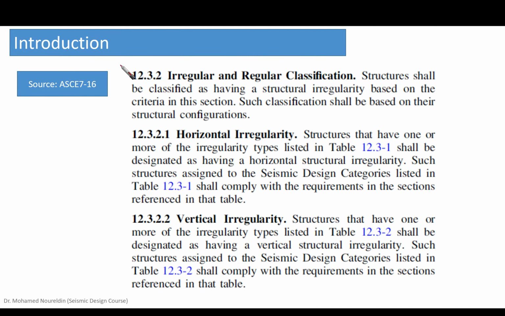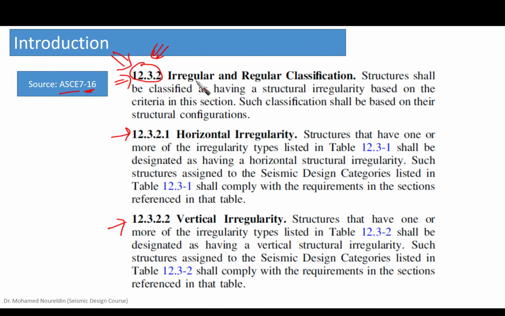I'm going to start the introduction directly from the section in ASCE 7-16 which is dealing with the irregularities in structures. You are going to find this section under section 12.3.2. We have two subsections here: the first subsection is dealing with the horizontal irregularity, and the second subsection is dealing with the vertical irregularity.